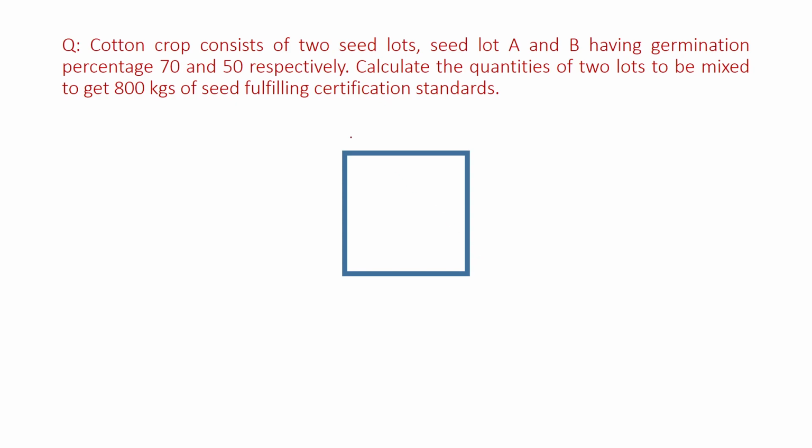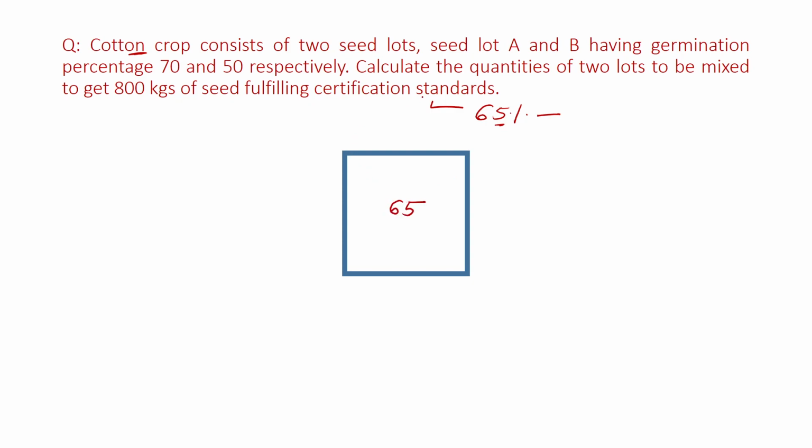Now first let us see what is the crop. So it is cotton. For cotton, the minimum germination percentage as per ISTA certification standard is 65%. So this either it will be given in the exam or if they expect you to know this, then it won't be given in the exam. So you need to learn this standard germination percentage. So resultant we want is 65. This becomes our target number and it comes in the middle.